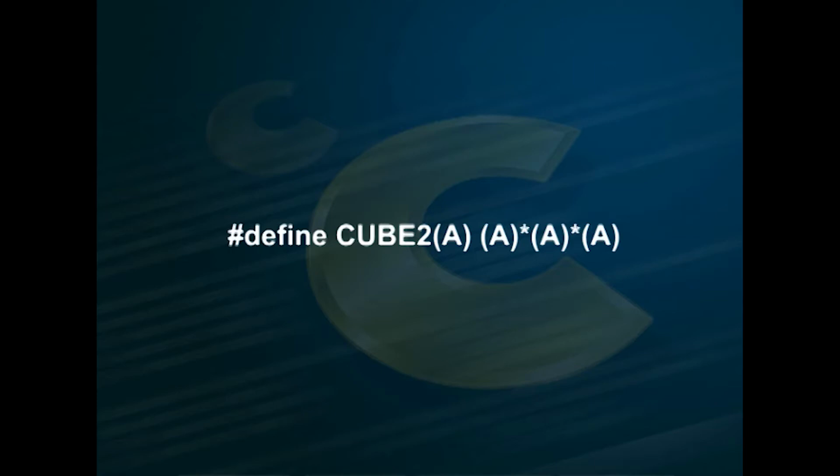Now consider another macro. #define cube2(a) (a)*(a)*(a). You may verify that this second macro named cube2 does get the cube correctly in all cases.